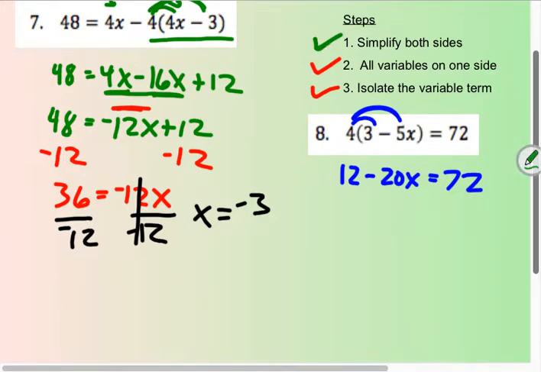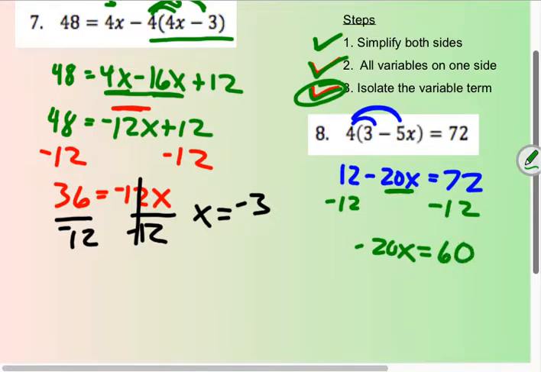So we simplified both sides. All variables are already on one side. Now we just have to isolate the variable term. That's our last step. So to get, first of all, negative 20x by itself, I'm going to subtract 12. And negative 20x is going to equal 72 and negative 12 is just positive 60.